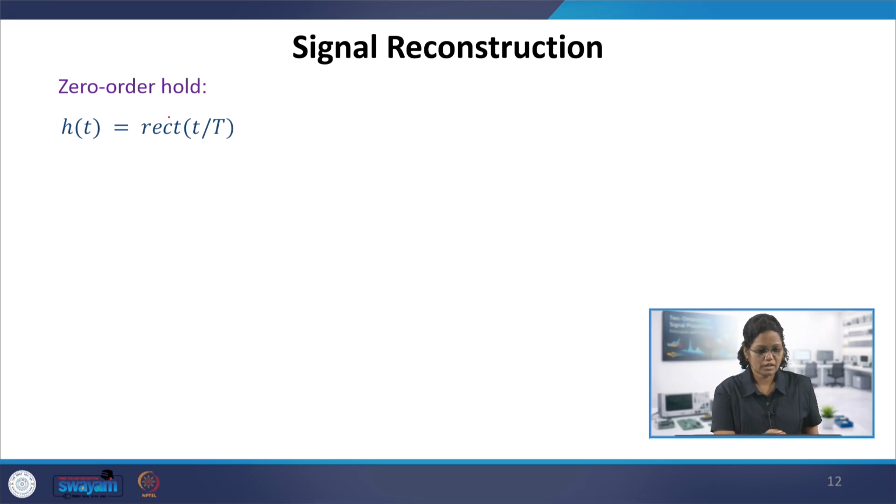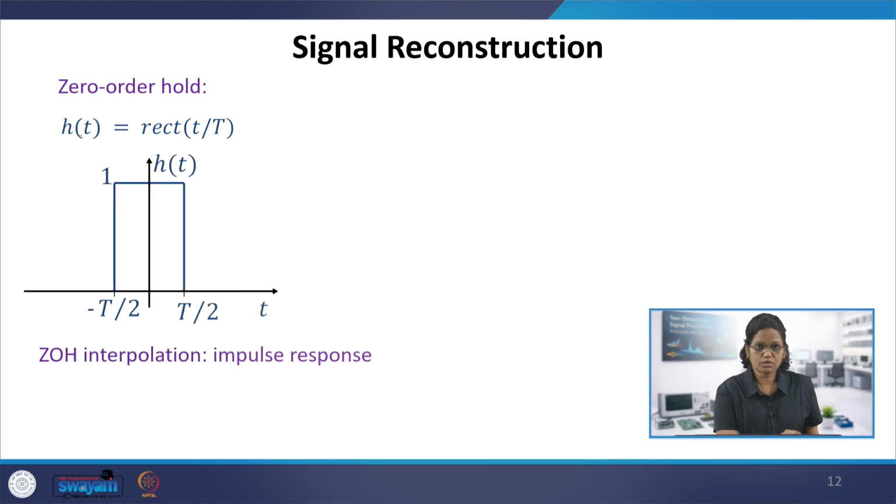First is the case of the zero order hold, whose impulse response is given as rectangular of t by T. It's a continuous time rectangular function h of t, whose width is from minus T by 2 to plus T by 2. The total width is capital T.